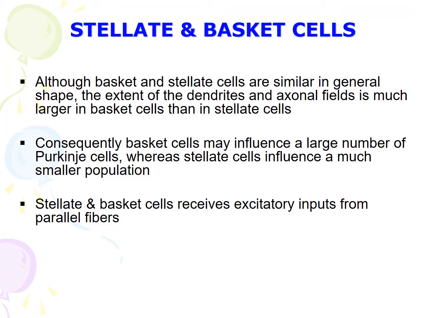Although the basket and stellate cells are similar in general shape, the extent of dendrite and axon field is much larger in basket than stellate cells. Consequently, basket cells may influence a larger number of Purkinje cells, whereas stellate cells influence a much smaller population. And both of these neurons receive excitatory input from the parallel fibers.